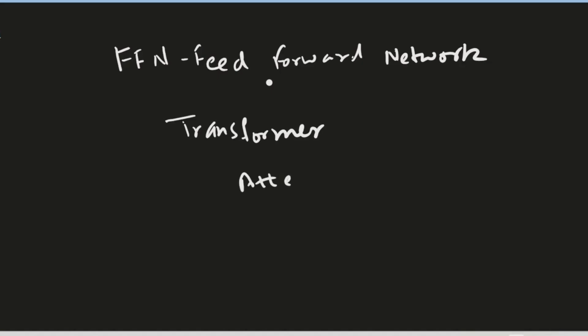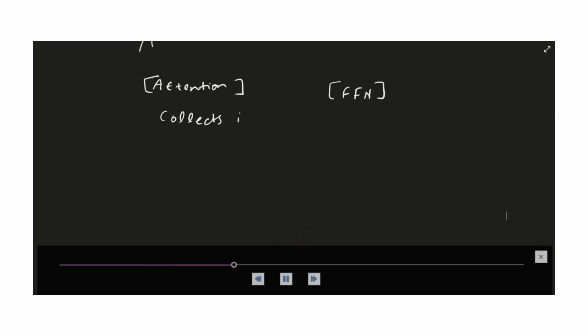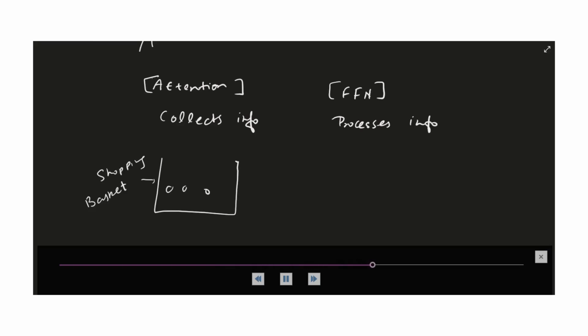Inside a transformer block, attention comes first. After attention, we apply the feed-forward network. Attention mixes information between words. FFN processes that information inside each word. You can think of attention as gathering ingredients and FFN as cooking the food.